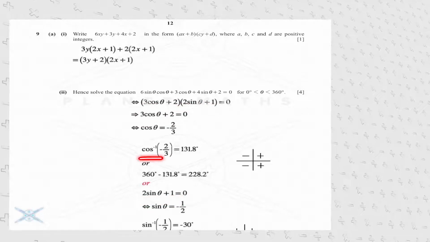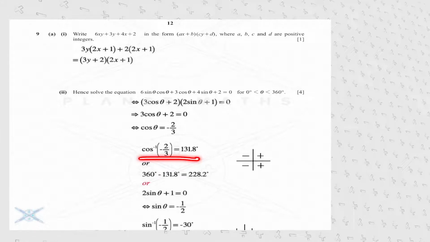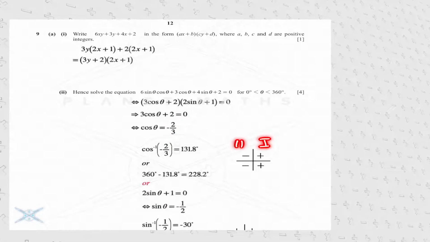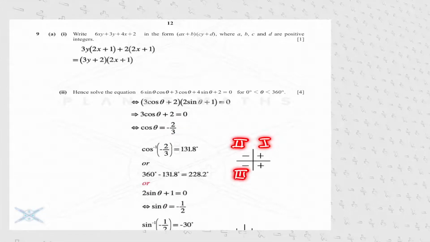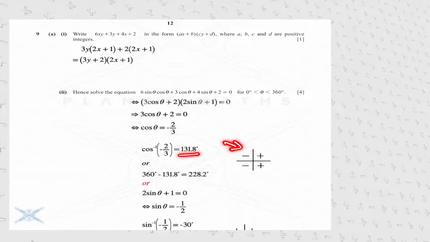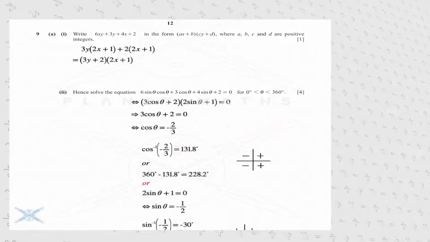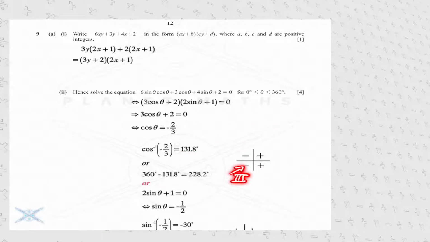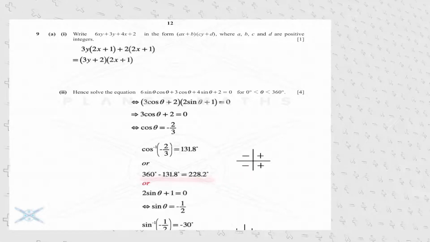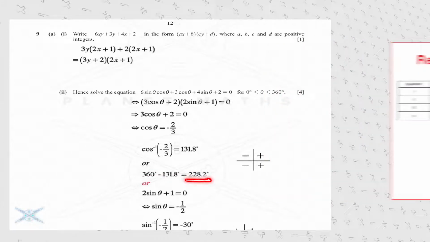In the first instance, we receive the angle 131.8 degrees for a result. And since cosine theta is negative, we should know that cosine is negative in the second and third quadrant. Since this angle is located in the second quadrant, since it has a value that is between 90 and 180 degrees, we now need to determine its corresponding angle in the third quadrant. This is done through the properties of reference angles, which provides us with the result that the angle in the third quadrant is 228.2 degrees.